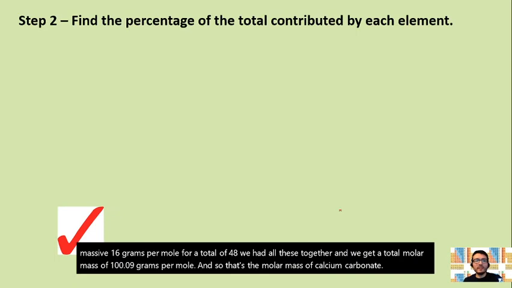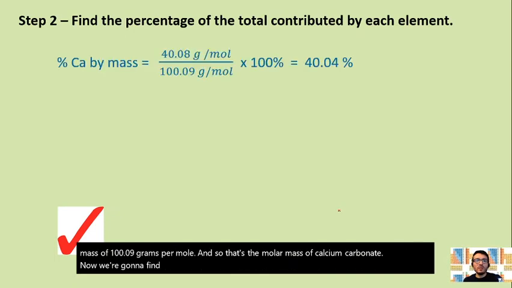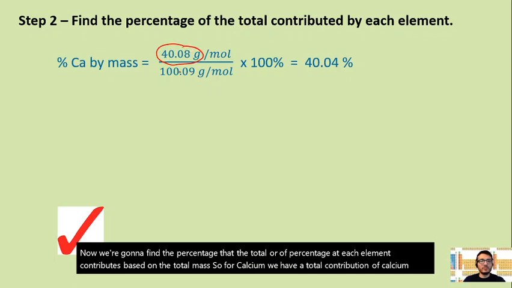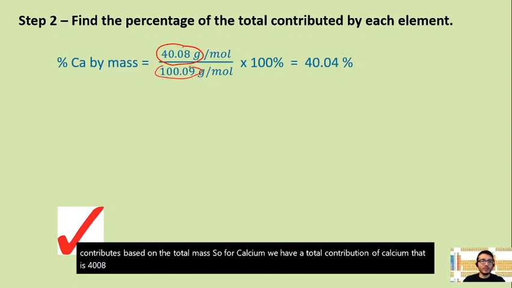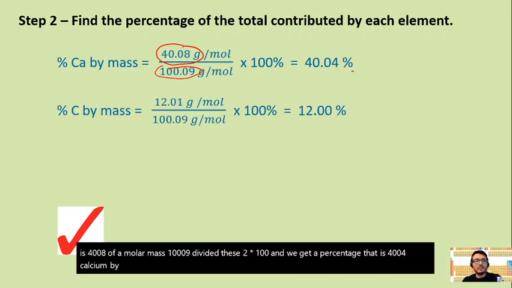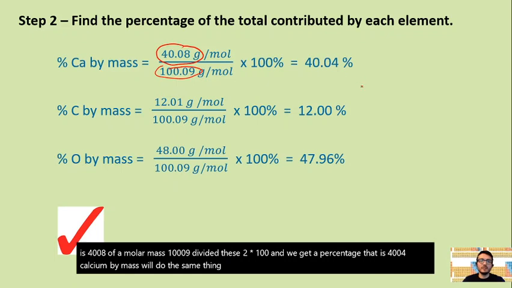Now we're going to find the percentage that each element contributes based on the total mass. So for calcium, we have a total contribution of 40.08 of a molar mass of 100.09. Divide these two, multiply by 100, and we get 40.04% calcium by mass. We'll do the same thing with carbon and oxygen, and we get these percentages.